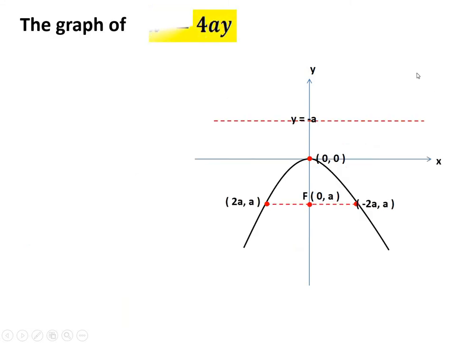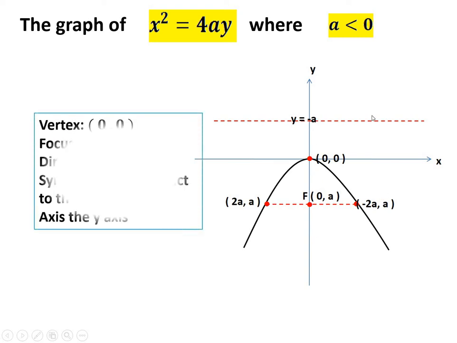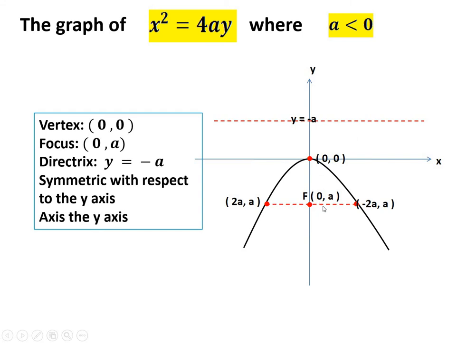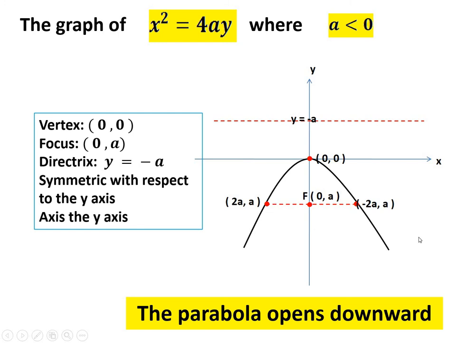The graph of x squared equals 4ay, where a is less than 0, meaning the value of a is negative. As you can see, the value of a is negative in here. So we need to define: the vertex is at 0, 0. The focus is at 0, a, and the directrix is y equals negative a, the same distance from the center as the focus. It is symmetric with respect to the y-axis, and the y-axis is your axis. The parabola opens downward.